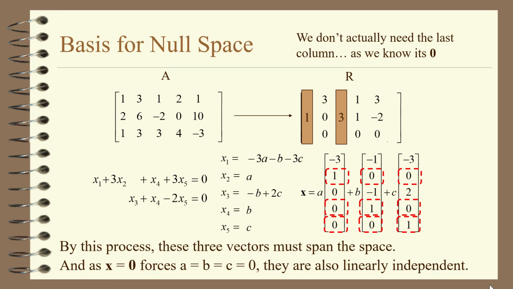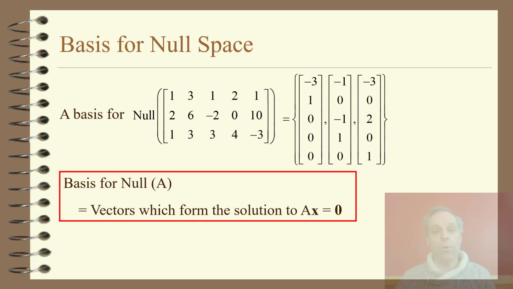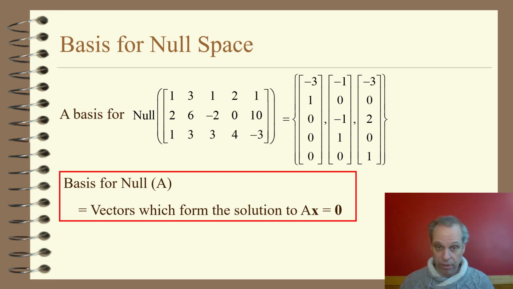You don't actually need the entire system. You don't have to solve it, in fact, at all. You can do this little trick to find out the vectors that span the null space and are linearly independent. So a basis for the null space of this particular matrix is these three vectors. It's just the vectors that form the solution to Ax equals 0.